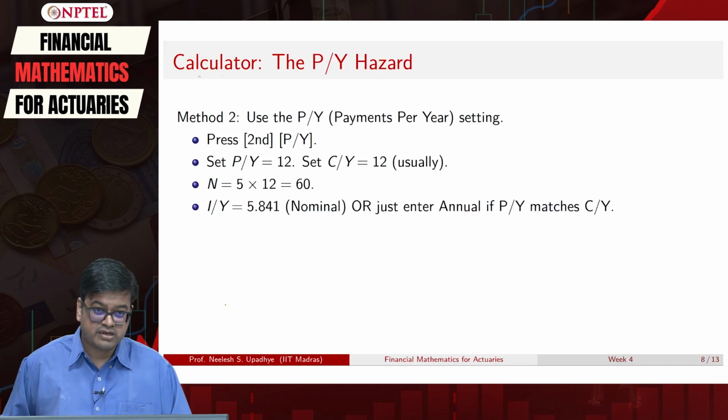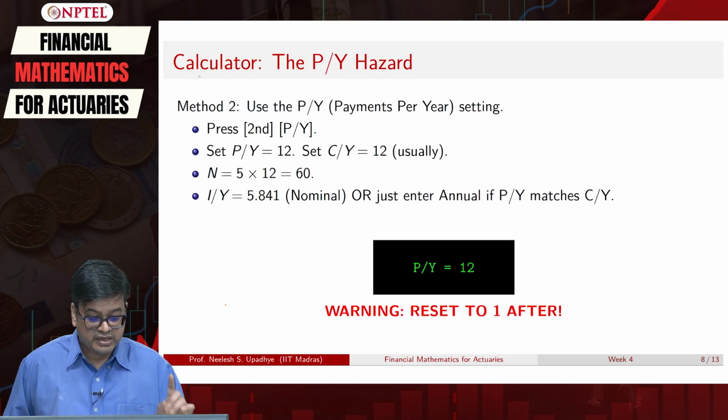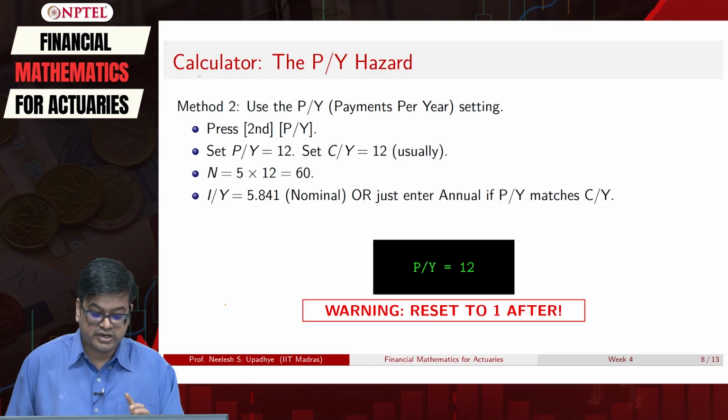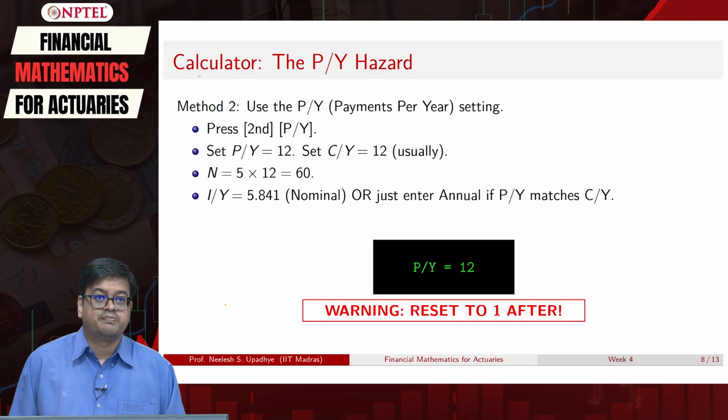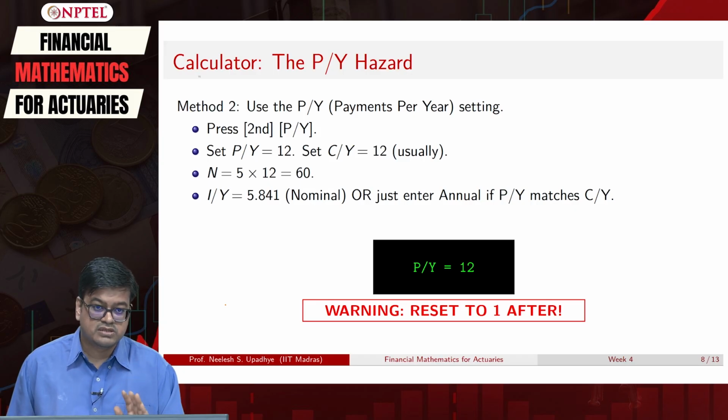One more reminder, P by Y is 12. You go back and reset it to 1. Don't forget to do this. Okay. Otherwise, if you are solving some other problem which has annual payments, you will land up in trouble. So you always do this.